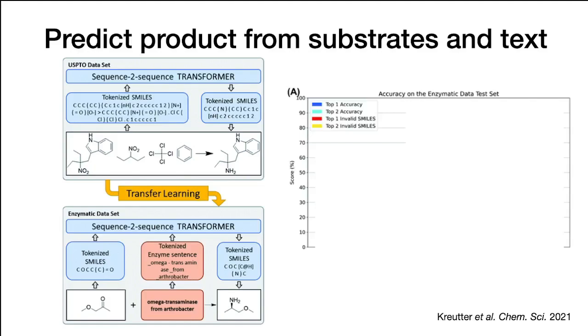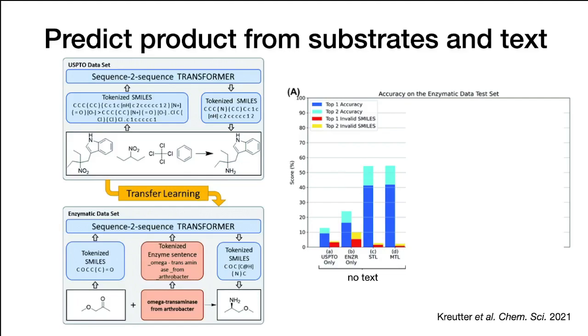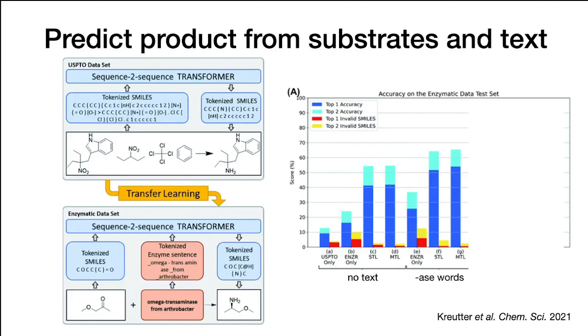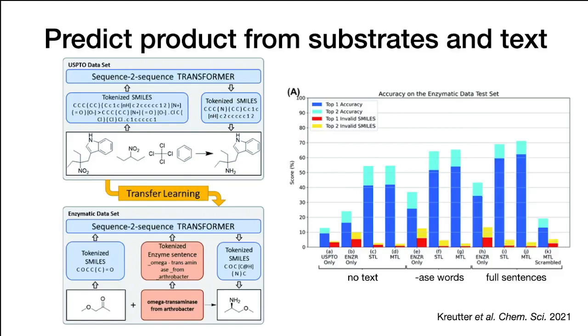And so looking at some results on the test set, looking at top one accuracy, or how many of the top one predictions are the correct product, but also how many of the top one predictions or top two predictions are invalid SMILES strings. So if you don't use any text, and these are some different pre-training regimes and test regimes, you do okay. If you add in just words, basically the name of the enzyme, for all of these, you do a little bit better compared to before. And now if you add in full sentences, you improve performance even more.